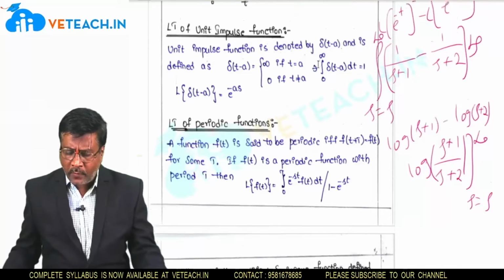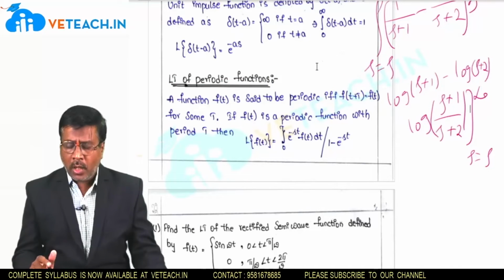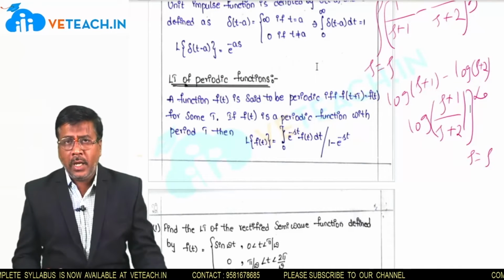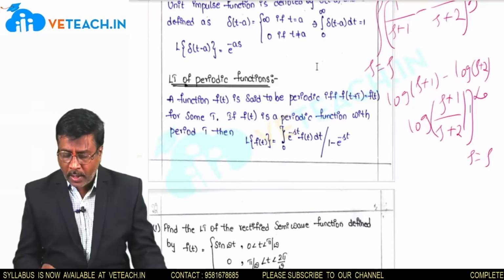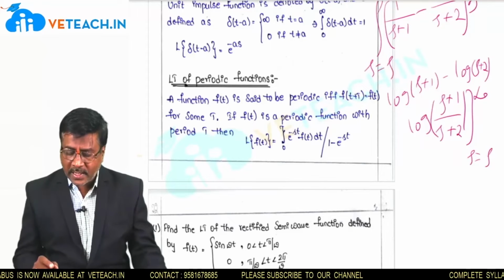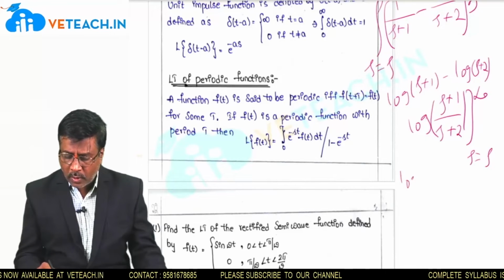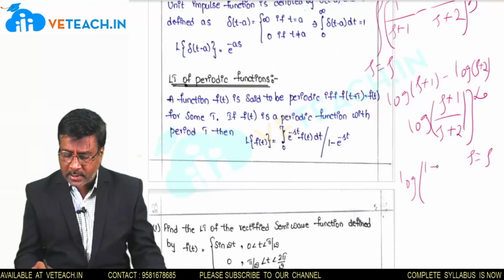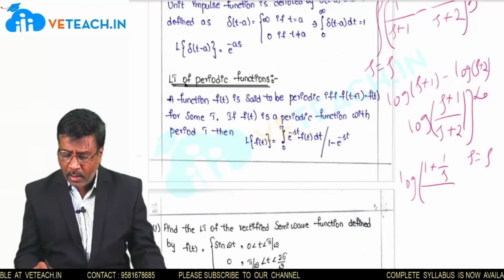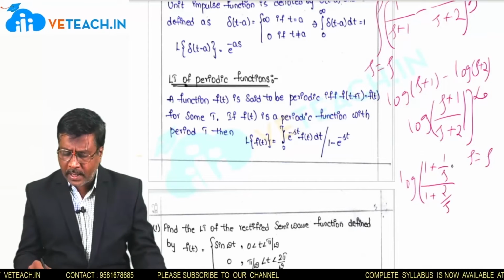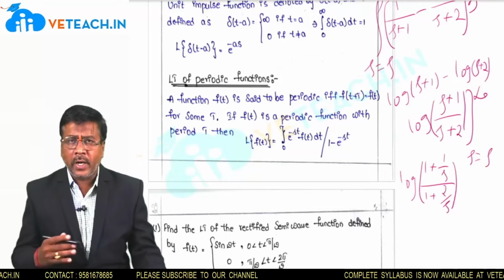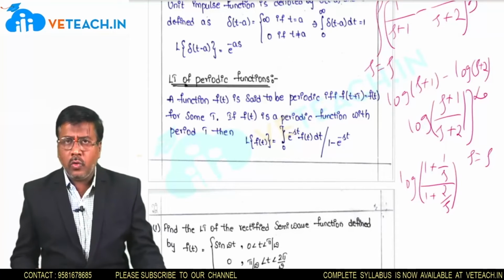For our convenience, I have to take the fraction separately. The s has to be common in the numerator, and also in the denominator s has to be common. Then this is equal to log of 1 plus 1 by s over 1 plus 2 by s, where the s is cancelled. For our convenience, we can do it like this.